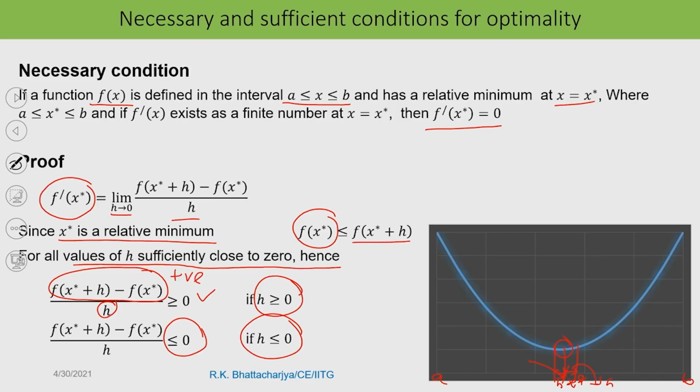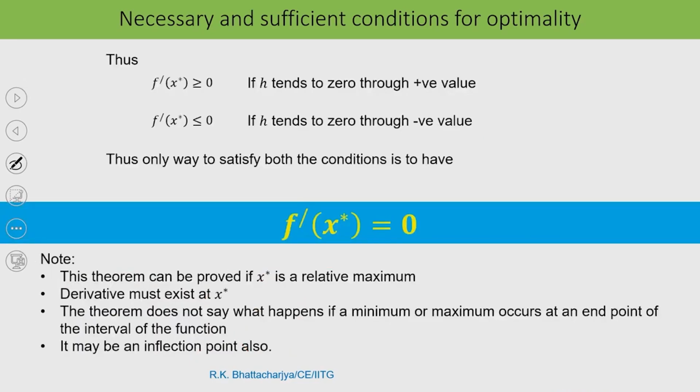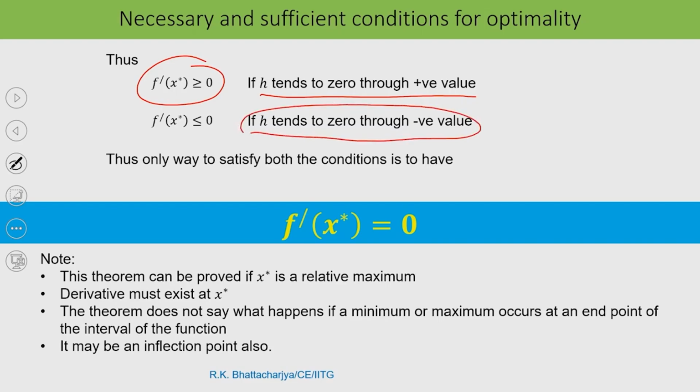So, depending upon whether you are approaching x star from the right hand side or the left hand side, this value will be either positive or negative. Positive means greater than 0 and negative means less than 0. Thus the derivative will be greater than 0 if h tends to 0 through positive values. That means if you are approaching x star from the right hand side, the derivative will be positive, and if you are approaching from the left hand side, that means for h tends to 0 through negative values, the derivative will be negative.